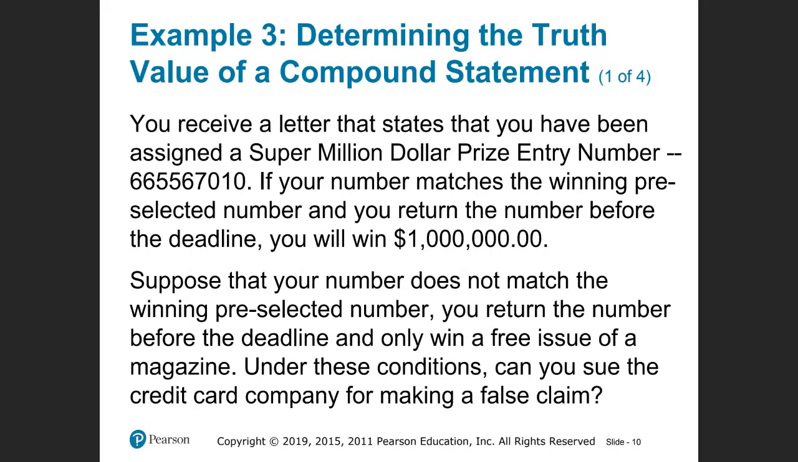So now we're going to look at a third example, determining the truth value of a compound statement. You receive a letter that states that you have been assigned a super $1 million prize entry winner number. If your number matches the winning pre-selected number and you return the number before the deadline, you will earn $1 million. Suppose that your number does not match the winning pre-selected number, you return the number before the deadline, and only win a free issue of a magazine. Under these conditions, can you sue the credit card company for making a false claim? Good question.